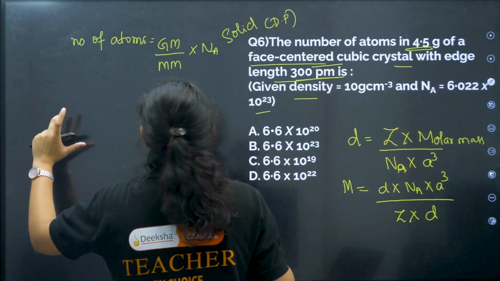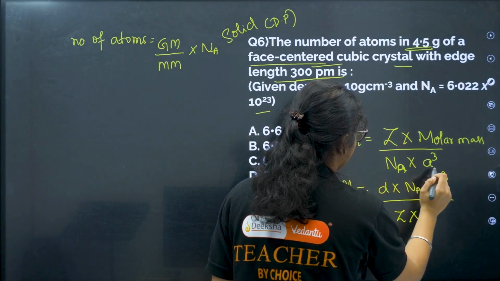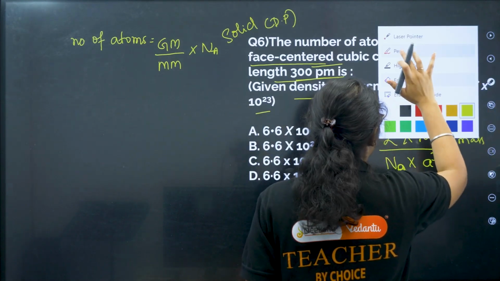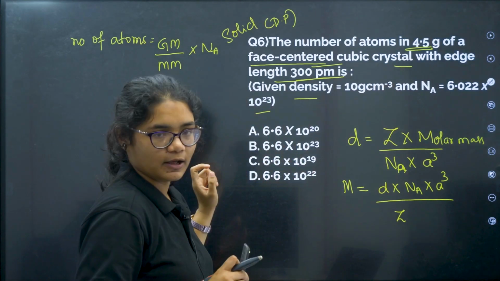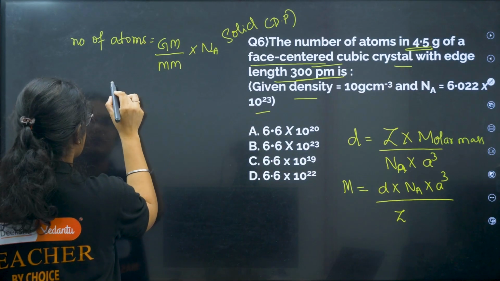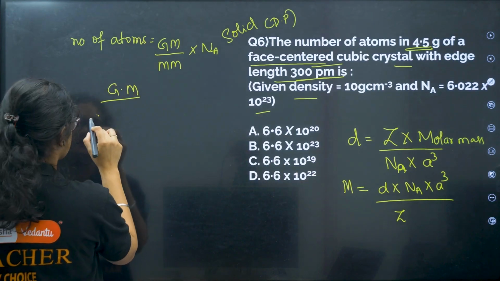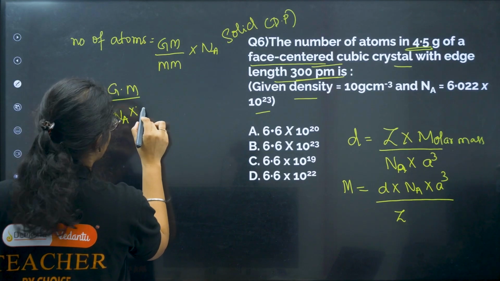Sorry, one second. I need to find molar mass. So D into Na into a cube by Z. There is no extra multiplication here. Now I'll substitute this formula for molar mass in the other formula. So what I'll get is given mass by molar mass, where I write D into Na into a cube.